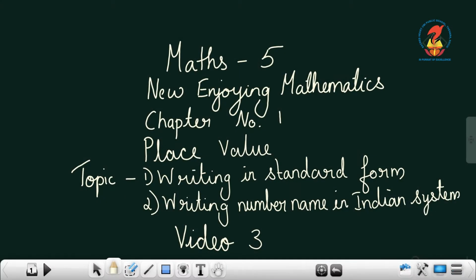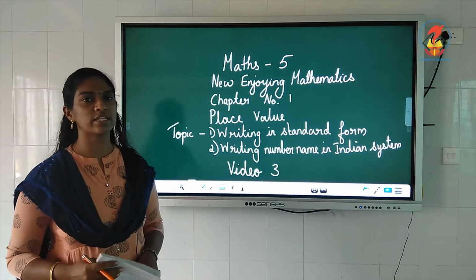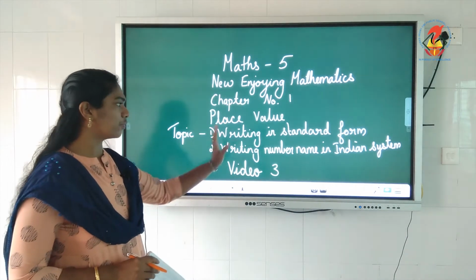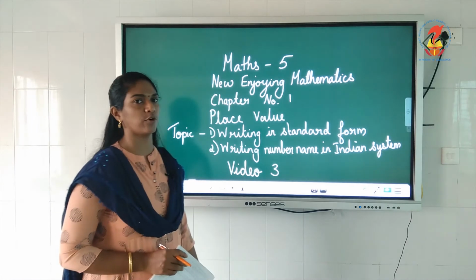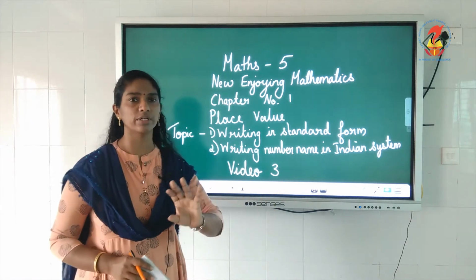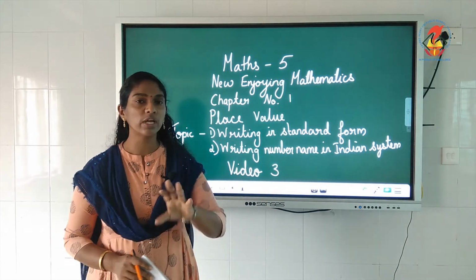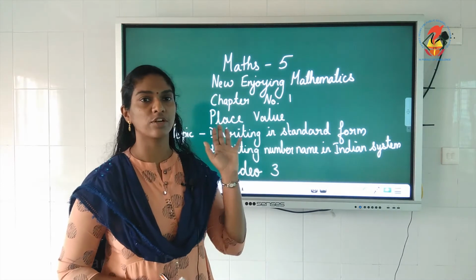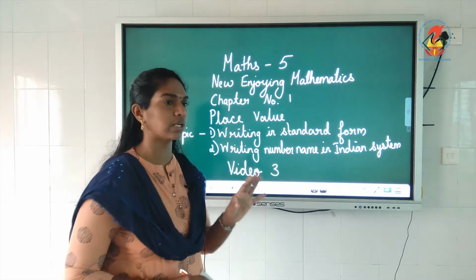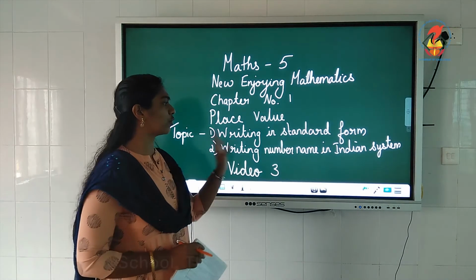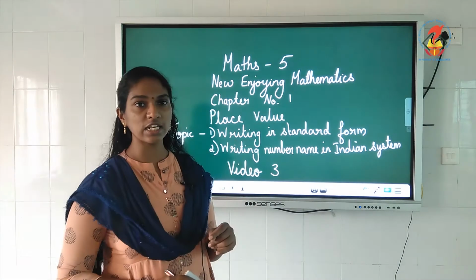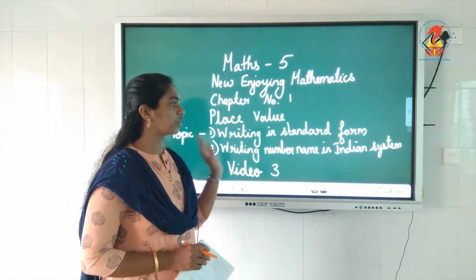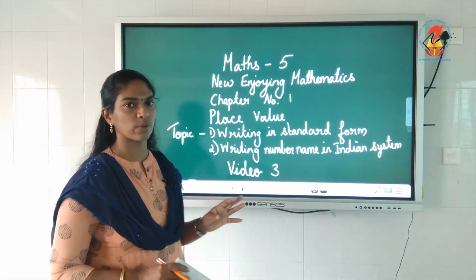Welcome back, children. So we have learned how to write the place value and how to write it in expanded form. Now we are going to learn how to write in standard form, that is how to write in the normal number. You will be given the expanded form and you have to write that particular expanded notation in standard form, that is as a normal number with inserting commas. And then how to write the number name in Indian system. This you have already studied, you know how to write a number name. So we are going to learn these two topics, we are going to do some questions on that.